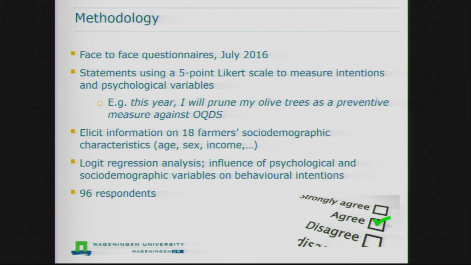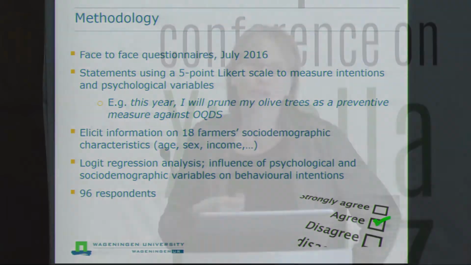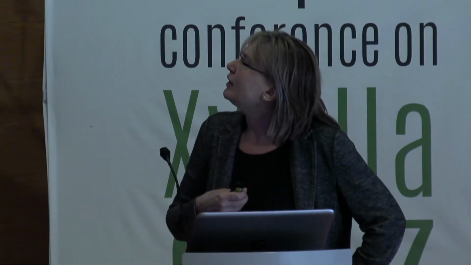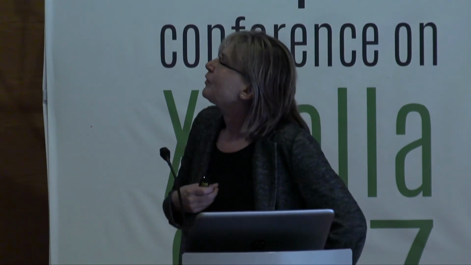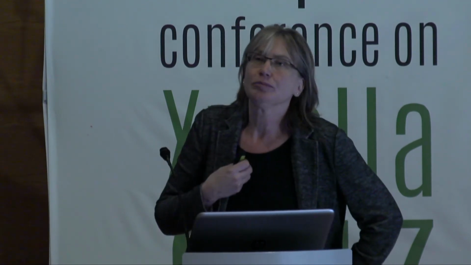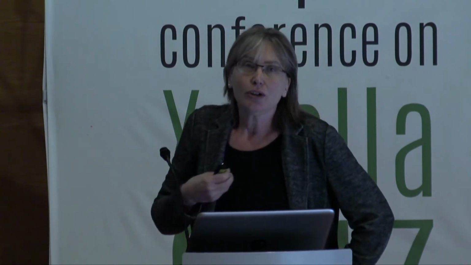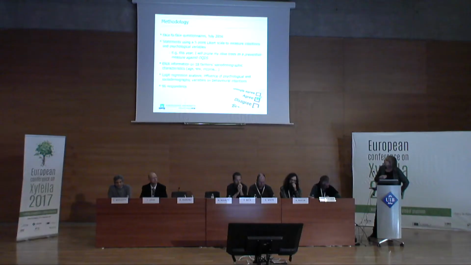Well, besides the intention and psychological variables, socio-demographic characteristics were assessed. Those were related to characteristics of the grower him or herself, namely age, education level, household situation, as well as characteristics related to the orchard: the size of it, the density, the presence of varieties, occurrence of the symptoms of the olive quick decline syndrome, the nearest distance to infected orchards.